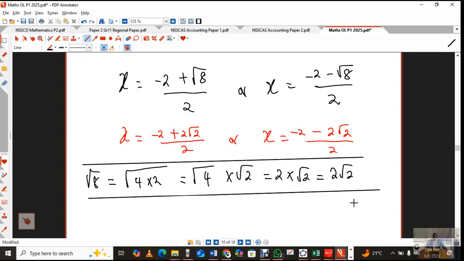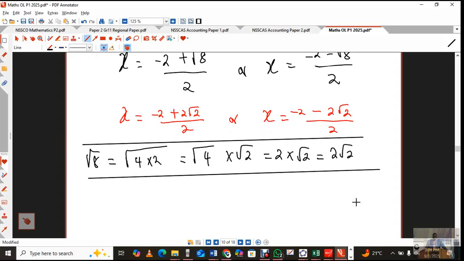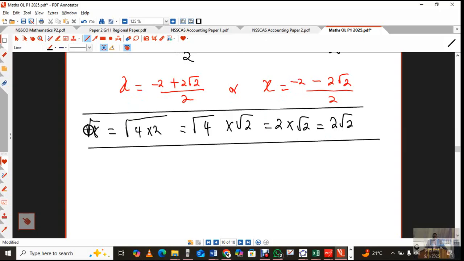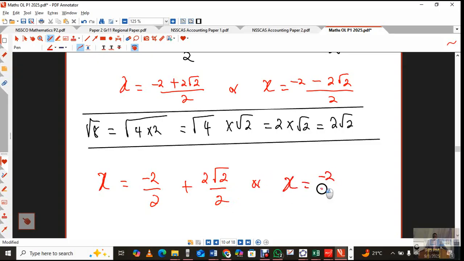So I'm going to continue underneath. Right, so what is it that you're now seeing? If you were to separate them, the first one will be x equals -2 over 2 plus 2 root 2 over 2, or x equals -2 over 2 minus 2 root 2 over 2. Guess what happens when you are now cancelling out the 2's?